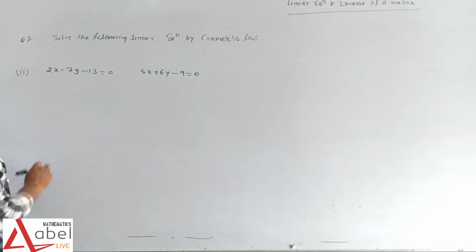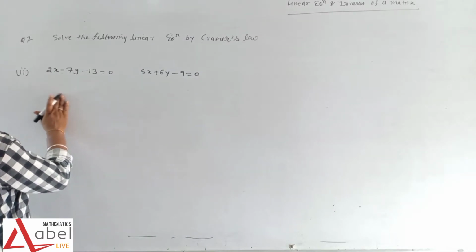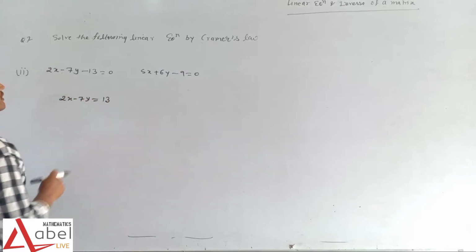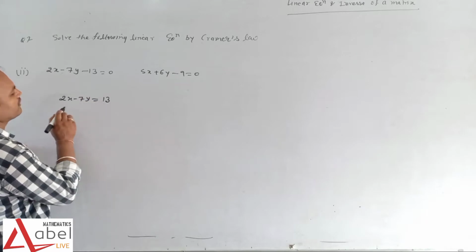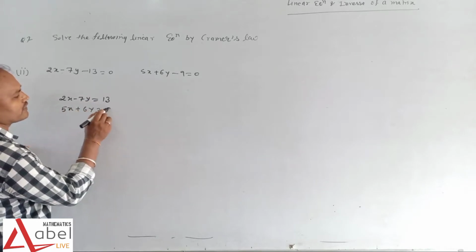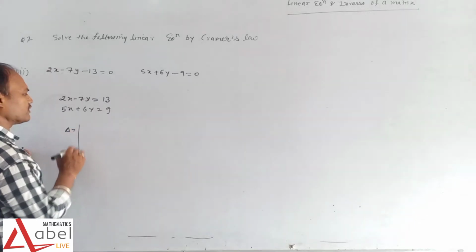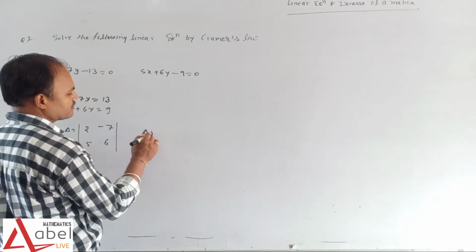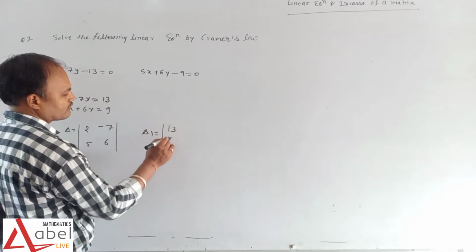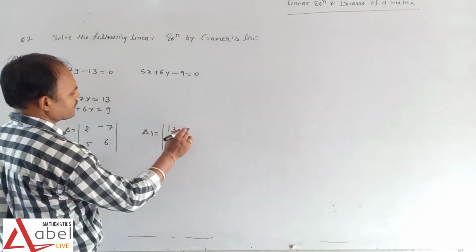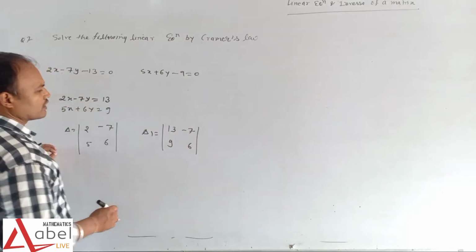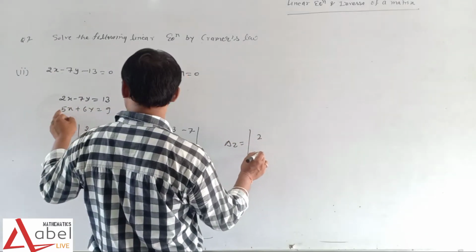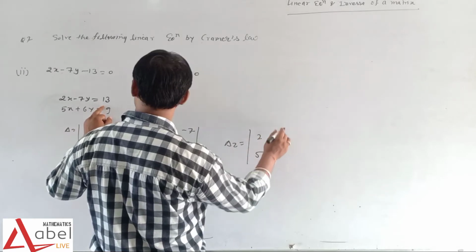Now what about the delta? When we solve this, always remember that we have to write it in standard form, which means 2x minus 7y equal 13, and 5x plus 6y equal 9. Now what is the delta? Delta is 2, 5 and minus 7, 6. What about delta 1? Delta 1 is 13, minus 7, and 9, 6. And what about delta 2? Delta 2 equals 2, 5 and 13, 9.